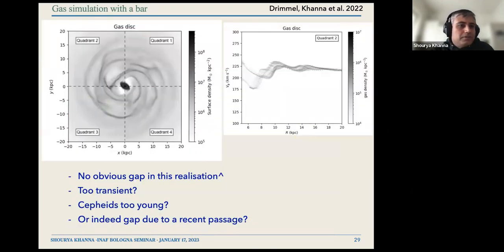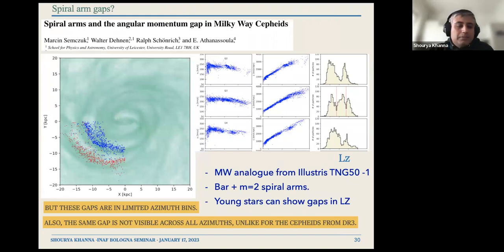I don't know if I have too much time, but there was a recent follow-up paper to our work where Martin Semczuk and group went out searching for these kind of gaps in cosmological simulations, in this case, looking at the Illustris suite, where now you're looking at not just the bar, but also a galaxy which develops bar and spiral arms, and to see whether young stars, like the ones that we see in Cepheids, whether when they're star forming, the gaps that we see could just be because of gaps between spiral arms or not.